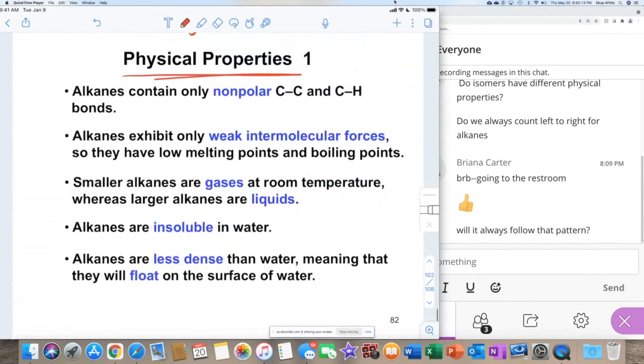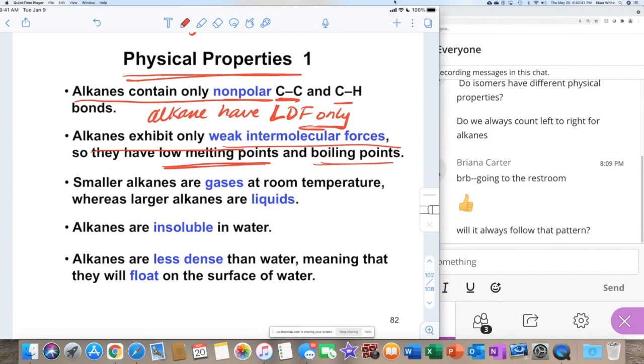So right here, physical properties. What we saw before in the previous lab, we're seeing here. Because alkanes contain only nonpolar bonds, C-C and C-H, alkanes have London dispersion force only as their intermolecular force. So they exhibit only weak intermolecular forces. For that reason, they have very low melting points and very low boiling points. They tend to be gases. So we're told smaller alkanes are gases at room temperature. Larger ones, due to their size, become liquids.